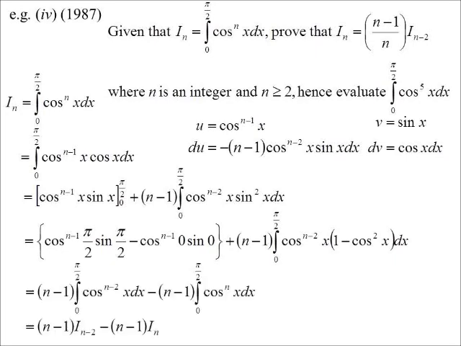And then split that into two integrals. One is cos to the power of n minus 2, which would be I(n-2), and the other is cos to the power of n, which would be IN. All right, we need to make IN the subject of the formula. So I'll move my (n-1) IN to the other side. I get n lots of IN, divide by n, and we have the formula that they wanted.